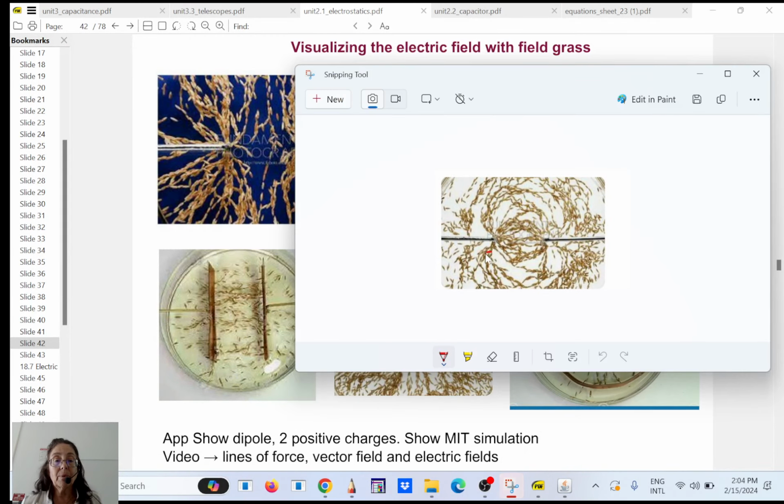It works only, of course, if it's not conducting, because if not, it's not going to work the same way. So that's why you can use little seeds to visualize the electric field, because all those little seeds will be polarized, they will be twisted, and they align themselves along the electric field.